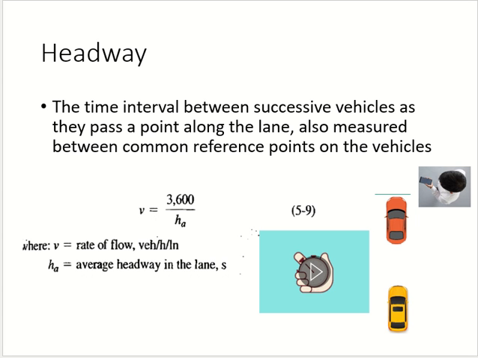Volume or flow rate, right? So if you do the inverse of average headway, which was time per vehicle, it will become vehicle per unit time, which is flow rate. Clear? Any questions?